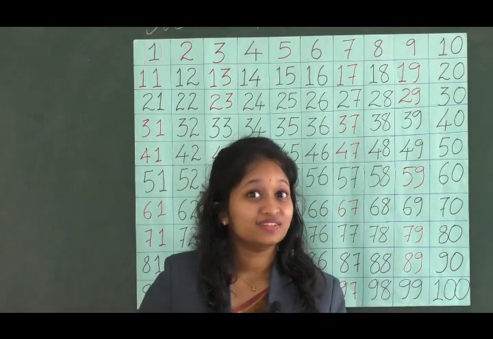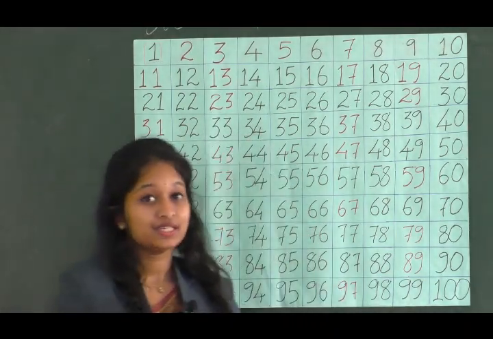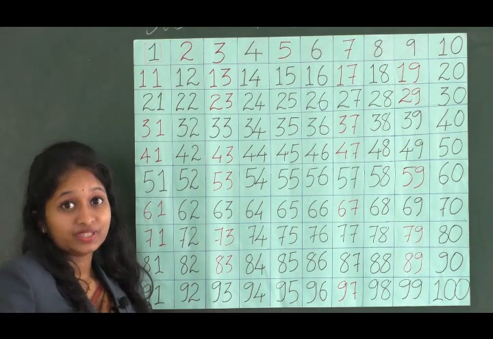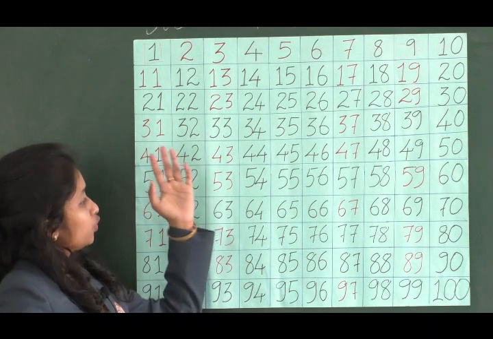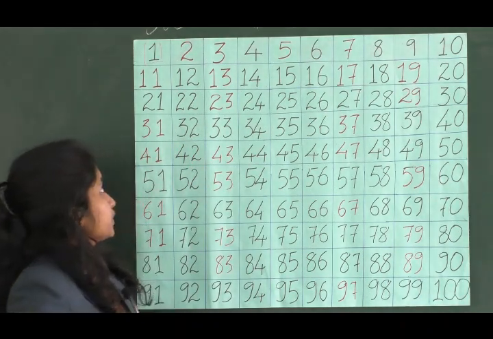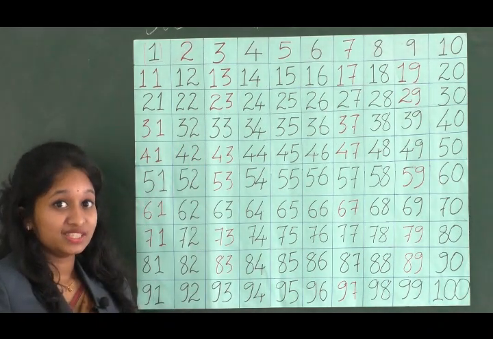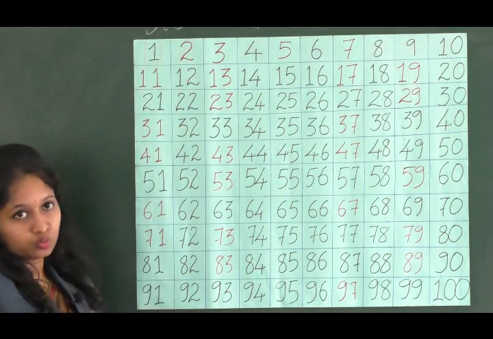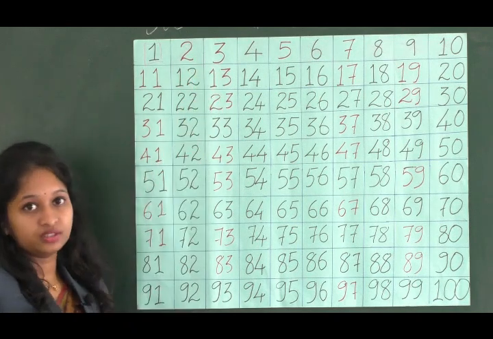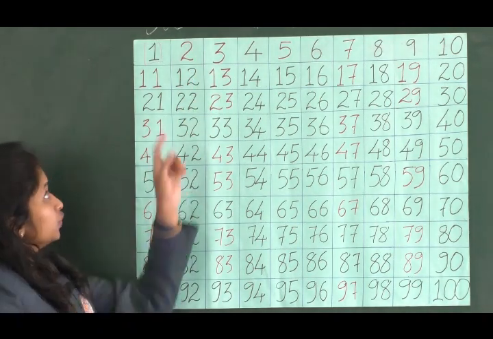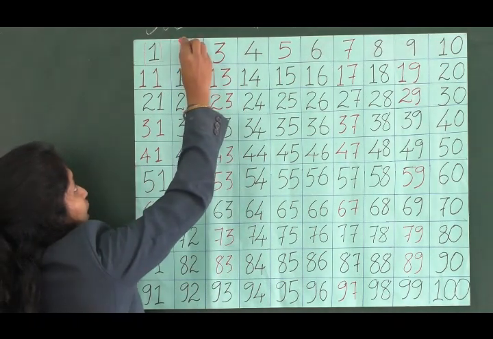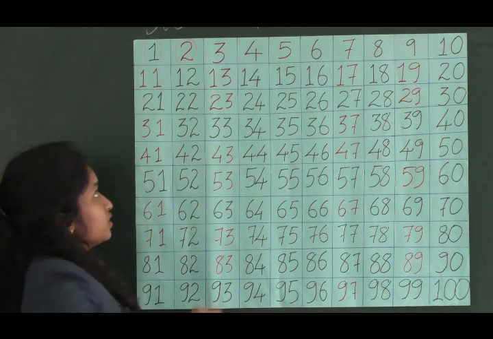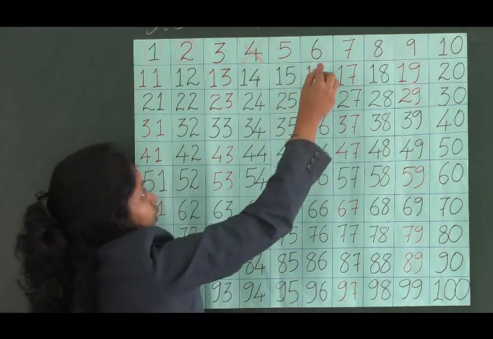So children, now let us find prime numbers using sieve of Eratosthenes. Here I have drawn from 1 to 100 in a chart. You already know that 1 is neither prime nor composite. So we are not taking 1. Now after that, number 2. So 2 I am going to circle, and rest all multiples of 2 I am going to cut.